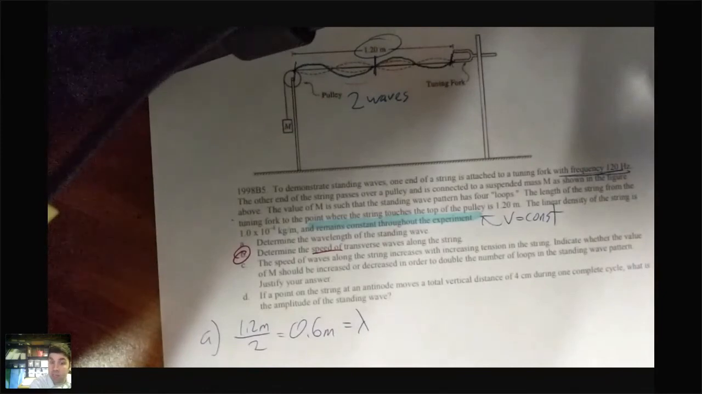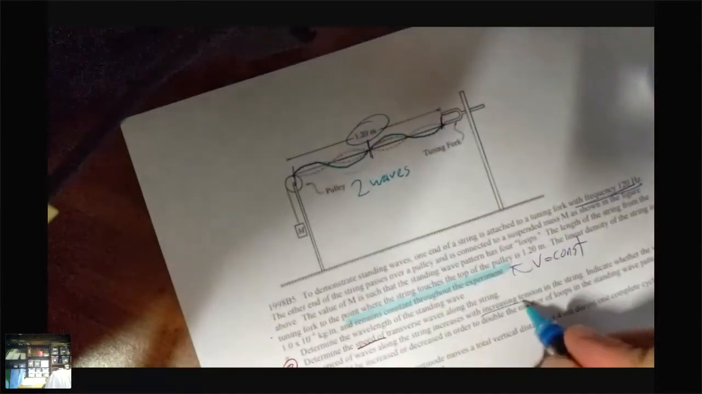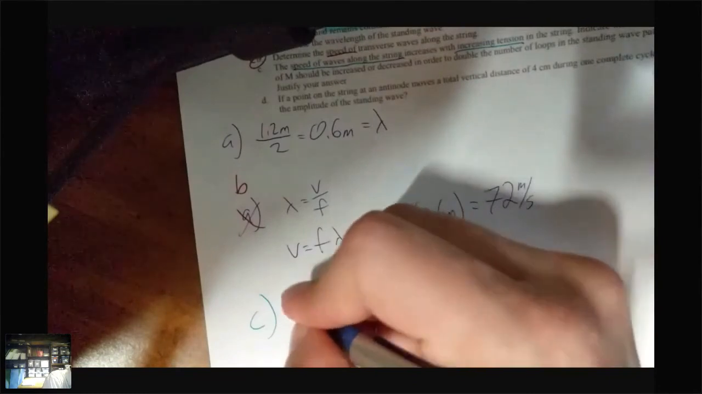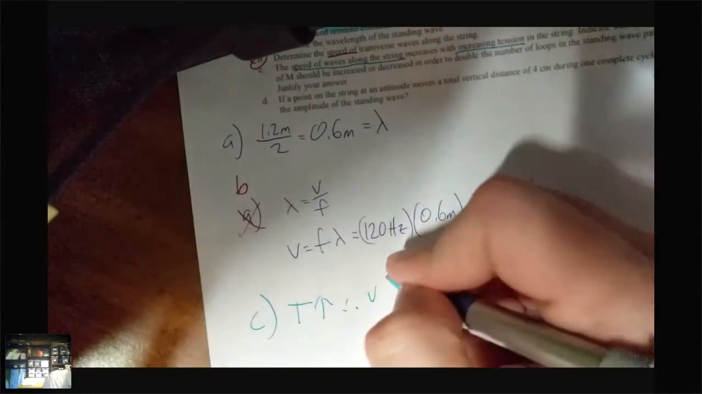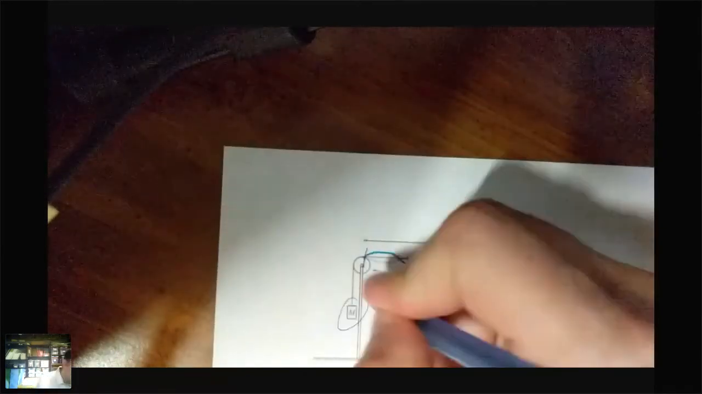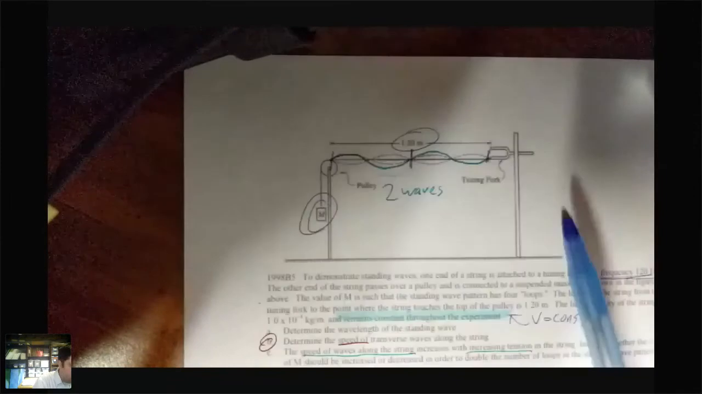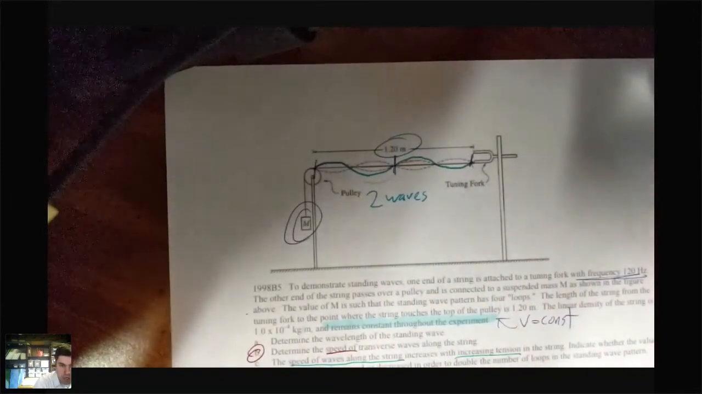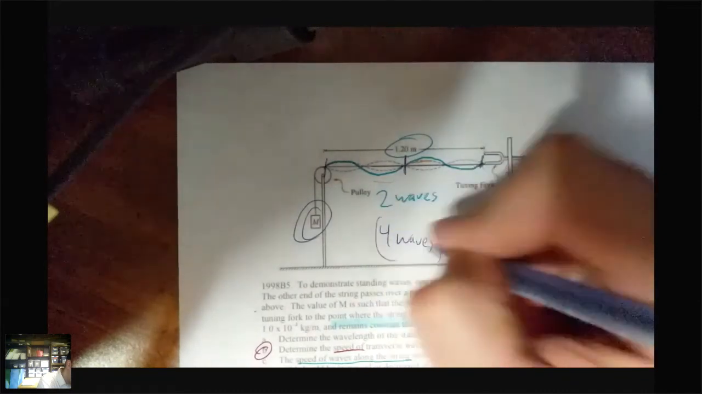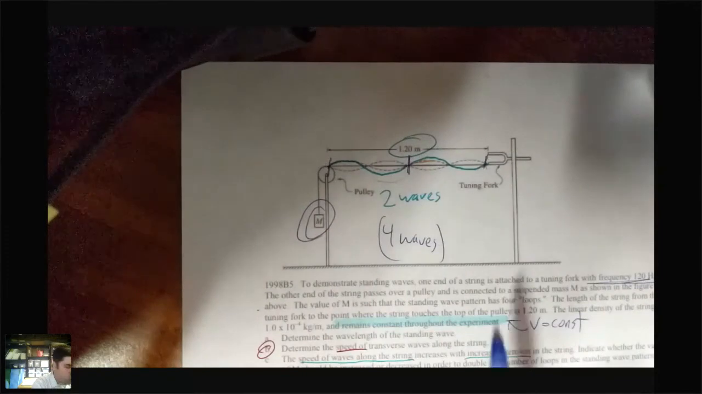Now, part C says the speed of the waves along the string increases with the increasing tension in the string. They told us very nicely that increasing tension increases speed. Good to know. We want to know, should we increase this mass or decrease it? What should we do with it to double the number of loops shown? So we have 4 loops here. We want to get to 8 loops. So instead of 2 waves in here, we want to have 4 waves. That's what part C is asking us to do. What would we have to do to make 4 waves show up here?